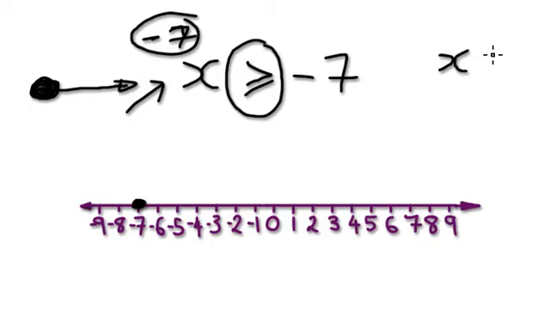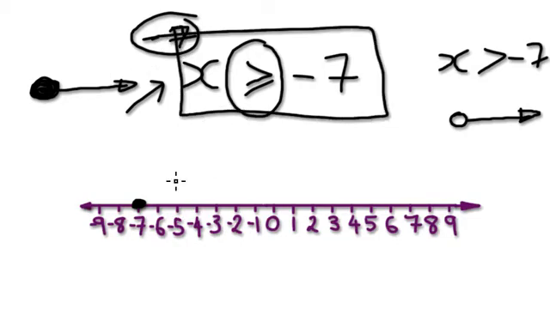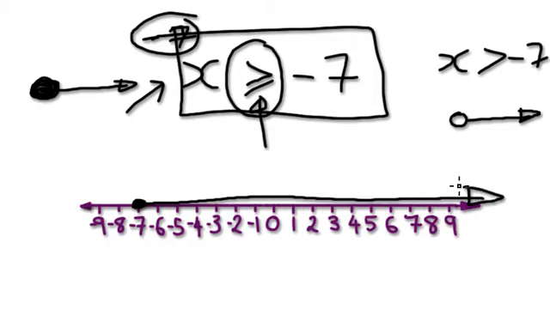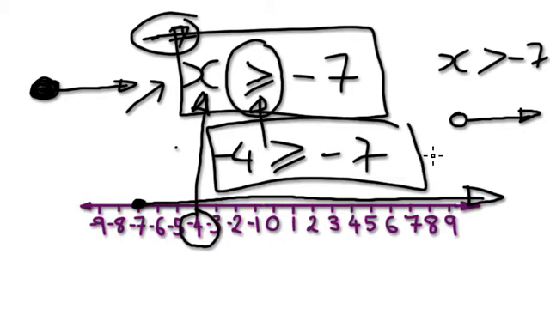If you've got x is greater than -7, strictly, then you've got to use an empty circle here with the arrow. But to depict this one here, we're going to use a black circle. So it will be everything above this. If you put, let's say, -4 into here, that would be good, because -4 is greater or equal to -7, so this statement here is true, because look, -4 is bigger than -7. So this is true.